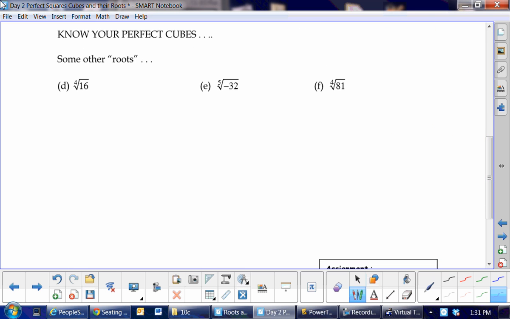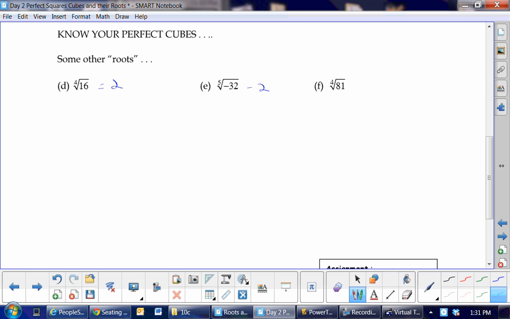Now, let's do just some other ones. What's the 4th root of 16? Are there 4 numbers that multiply together that give 16? 2. So the 4th root of 16 is 2. How about the 5th root of negative 32? Yeah, I skipped the 1 step. Negative 2. 4th root of 81.